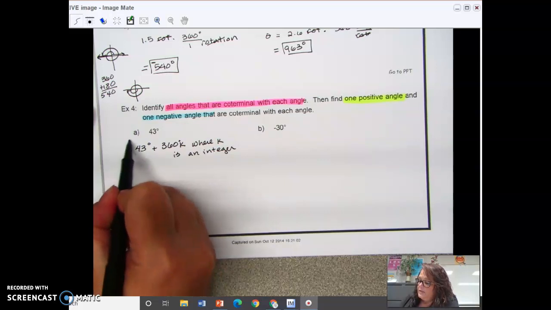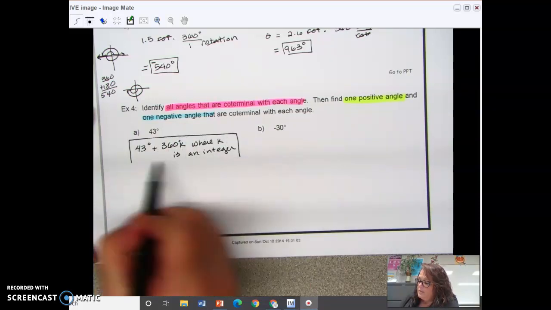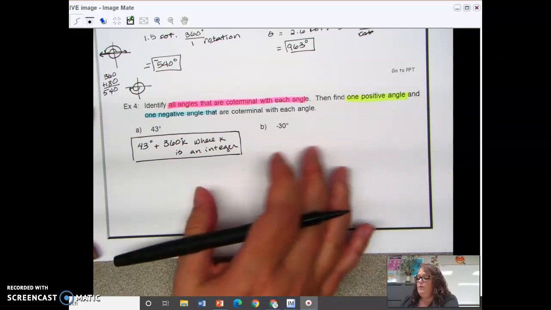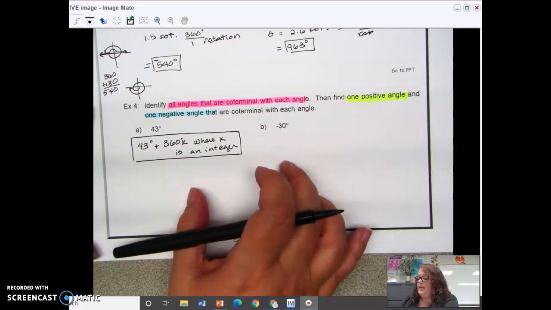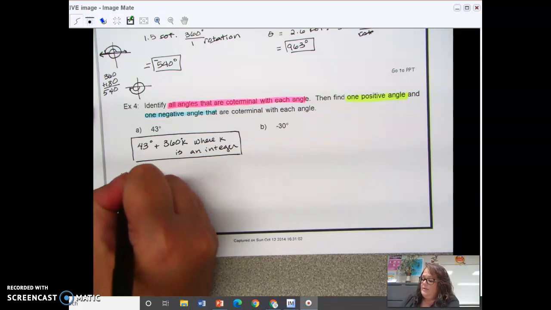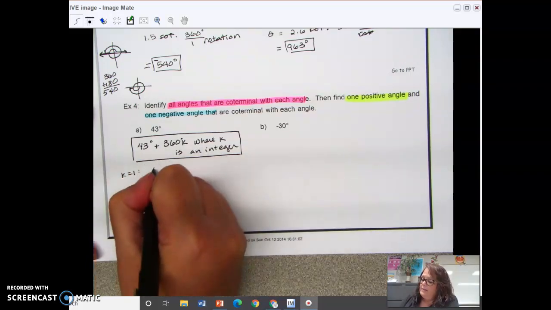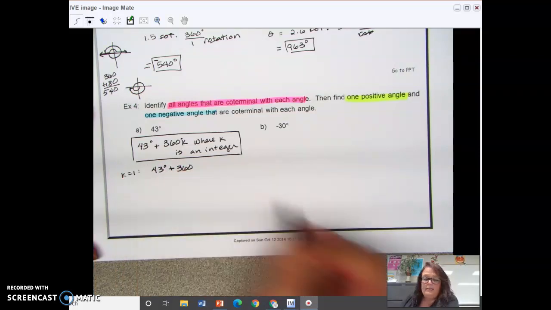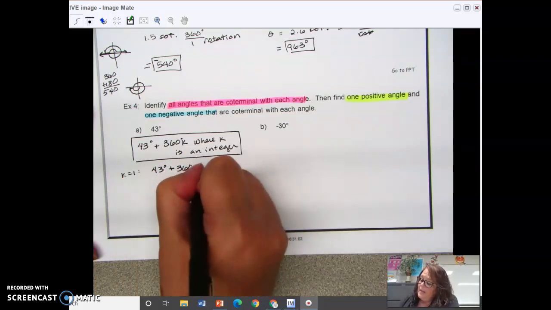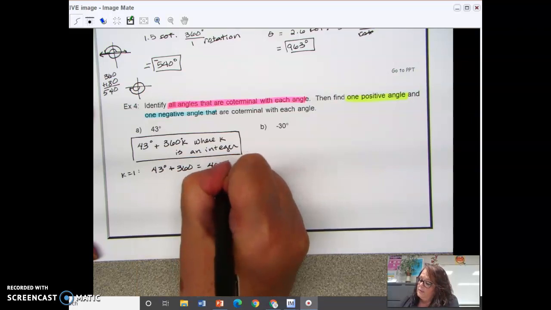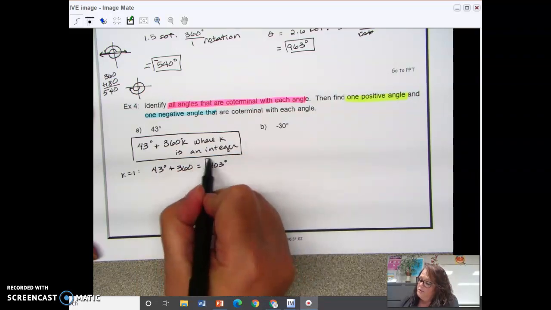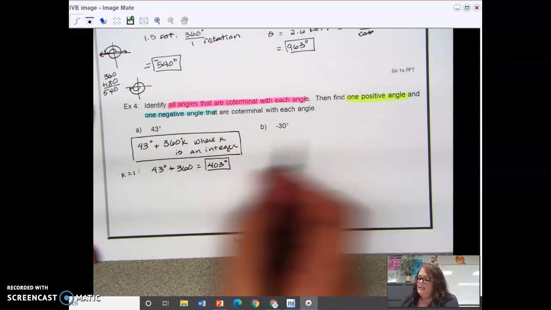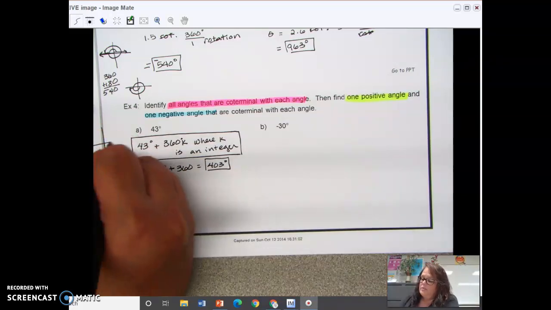So this is the answer to the pink part of the directions. All right, so then the second part, and we're not guaranteed that it always works for this k value, but let's say I let k equal 1. Then that means that I'm going to get 43 degrees plus 360 times 1, and that's going to give me 403 degrees. So if I graphed 43 and I graphed 403, I would get exactly the same terminal side.